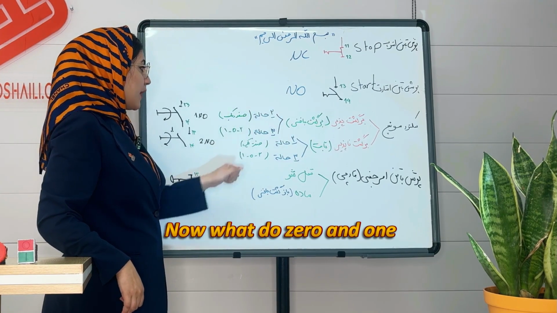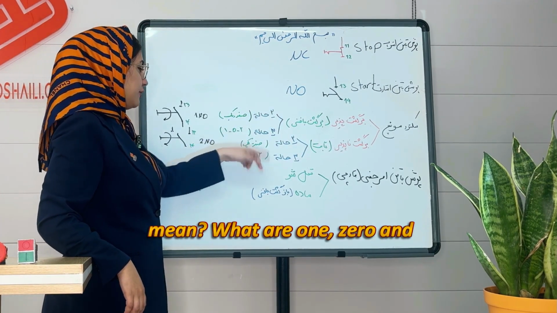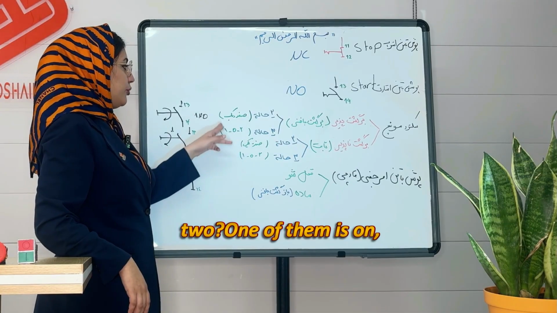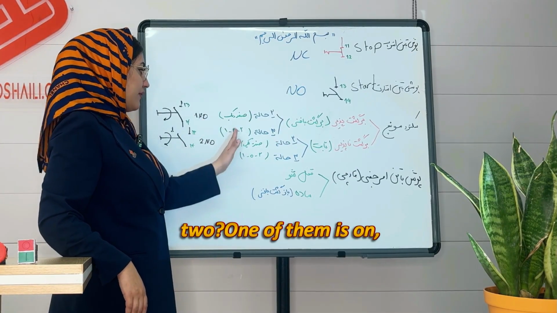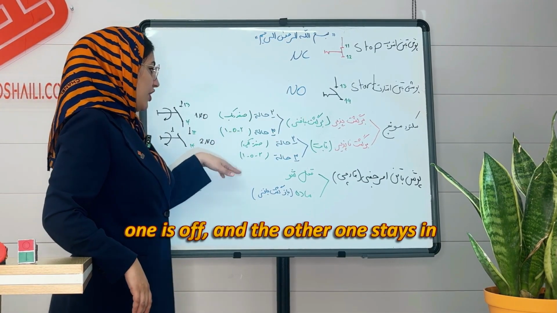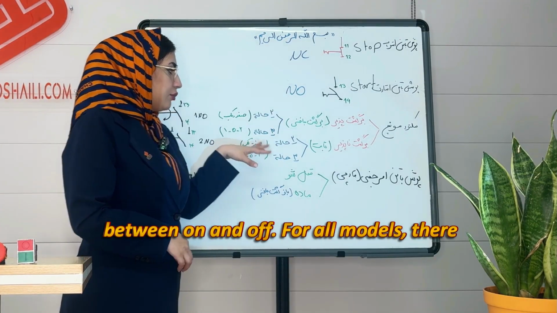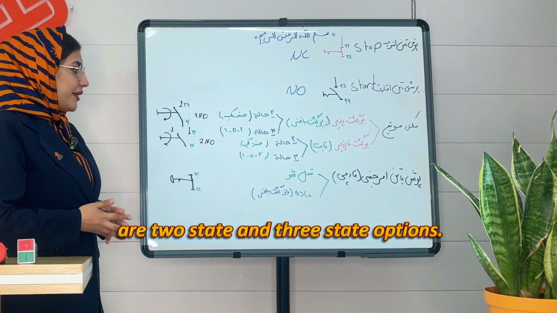Now, what do 0 and 1 mean? What are 1, 0, and 2? One of them is on, one is off, and the other one stays in between on and off. For all models, there are 2-state and 3-state options.